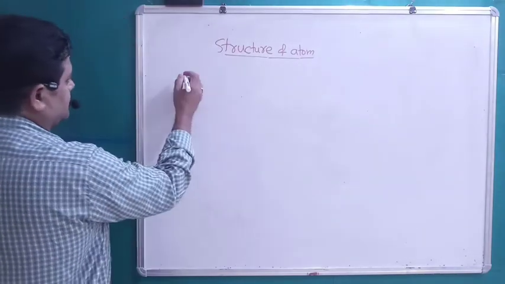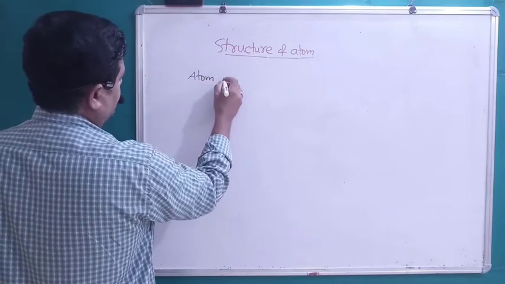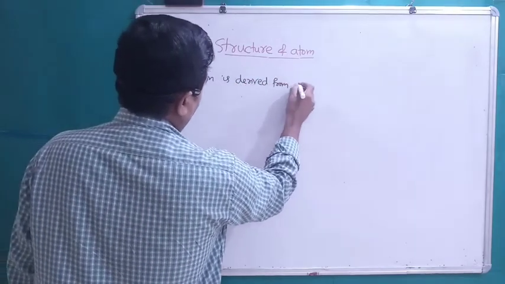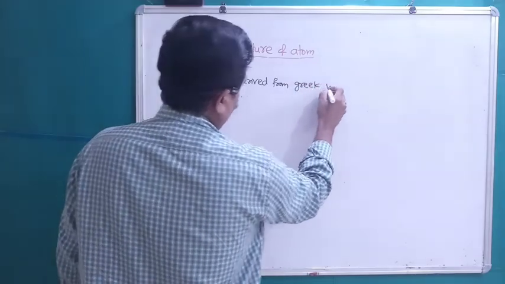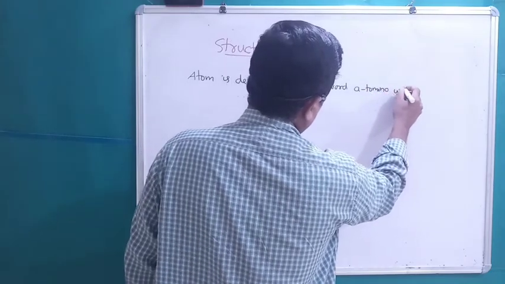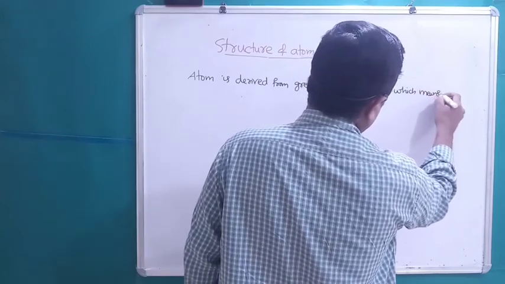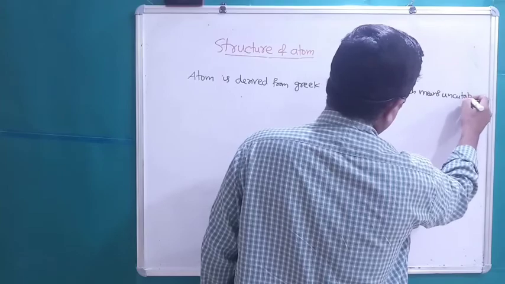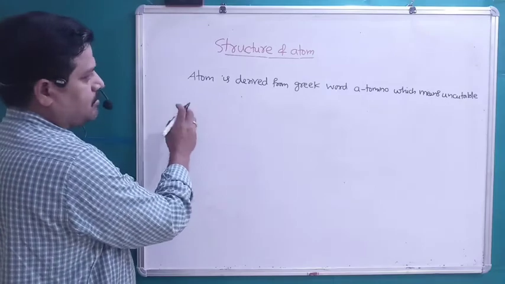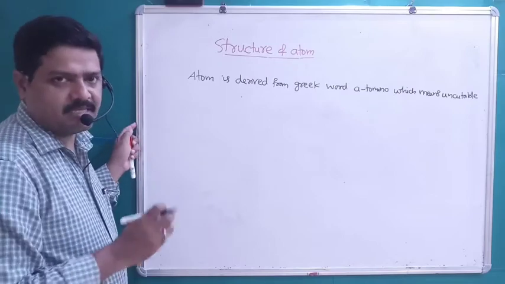The first time the word atom was coined by a Greek philosopher. Atom is derived from the Greek word atomos, which means uncuttable. So atom cannot be further divided into smaller particles. The atom is derived from the Greek word atomos, which means uncuttable.